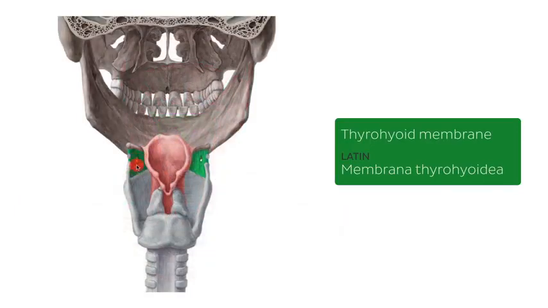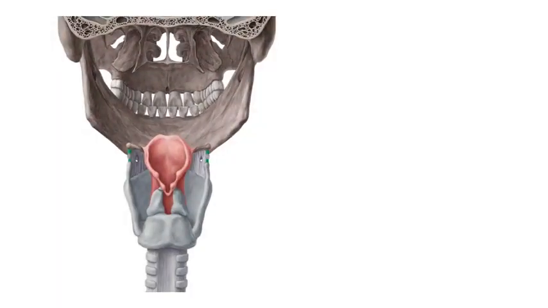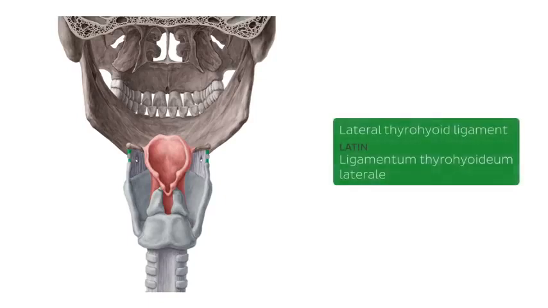And you can also see here a new view, a complete view or posterior view of the thyrohyoid membrane. Now, moving on to the next one, this is a small one, let's say a small ligament or 2 ligaments that you find on the posterior side of the thyrohyoid membrane. They're known as the lateral thyrohyoid ligaments.